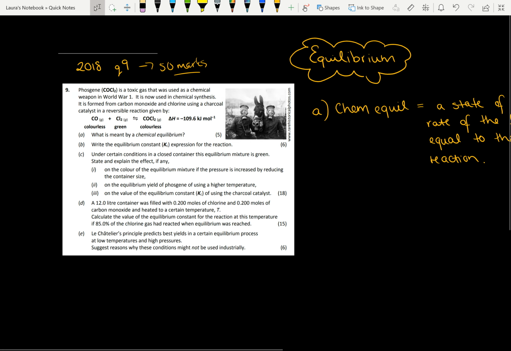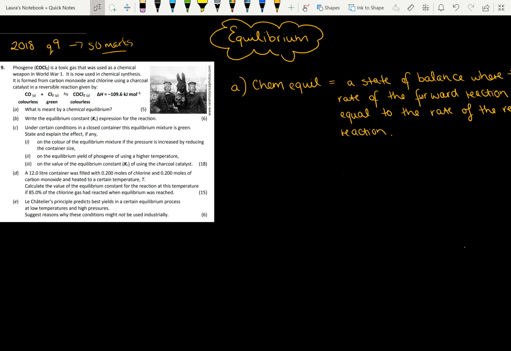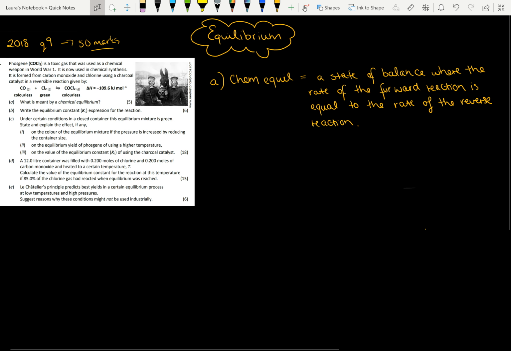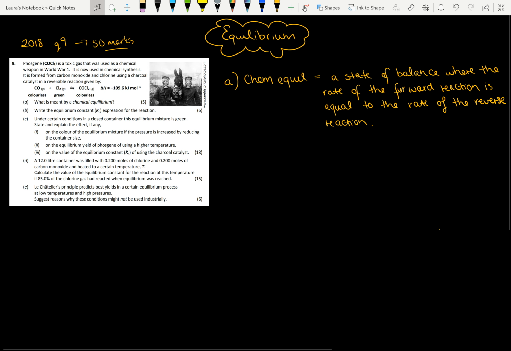So this is basically asking us for our chemical equilibrium definition that you should all know by now, and if you don't, you know yourselves, you just need to go away and learn that. Okay, part B, we're asked to write the equilibrium constant, so the Kc for the reaction.